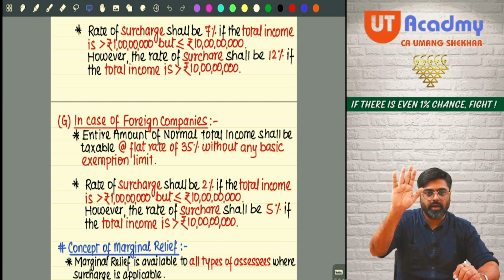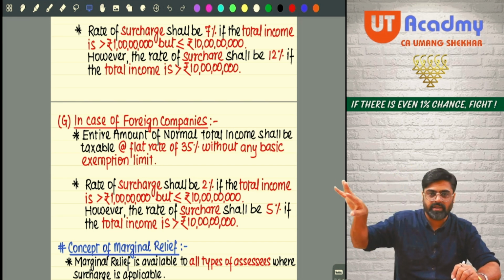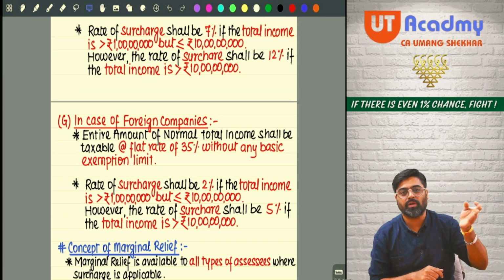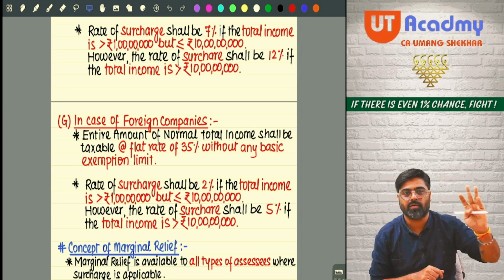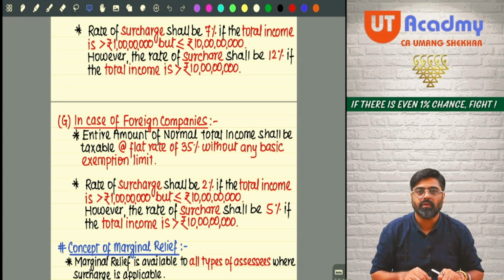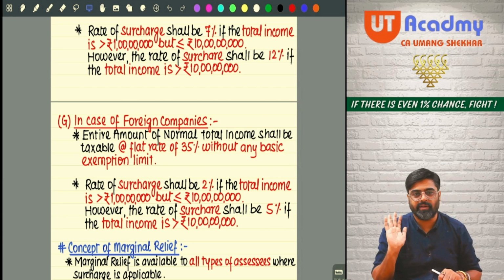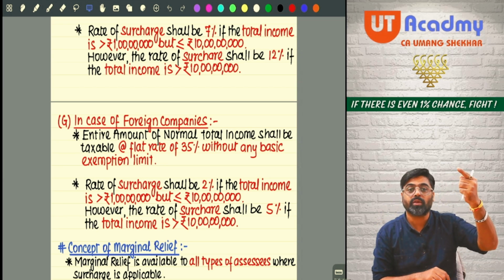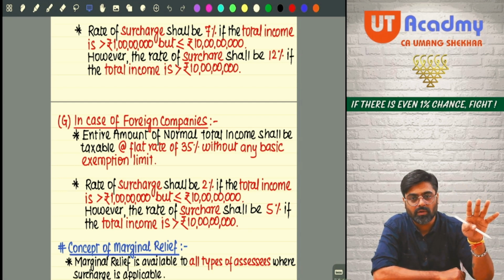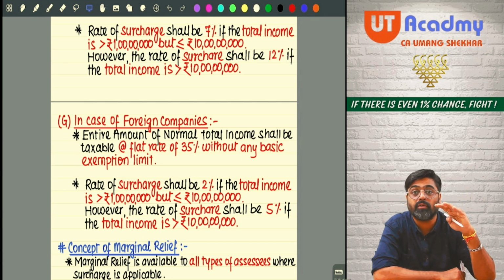So foreign company earning total income, special incomes will be taxable at special rates. But the normal total income will be taxable at a flat rate of 35%. Surcharge will also be levied if the total income is more than 1 crore. But up to 10 crore, the rate of surcharge will remain 2% only. But if the total income exceeds 10 crores, then the surcharge rate will also increase. It will become 5%.